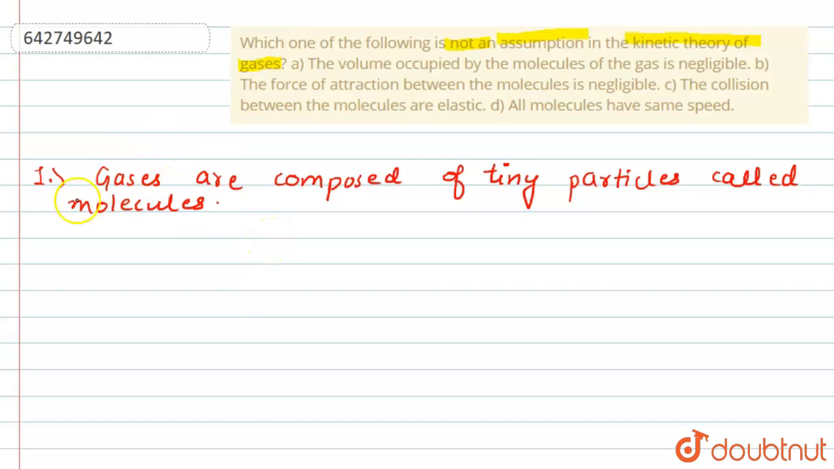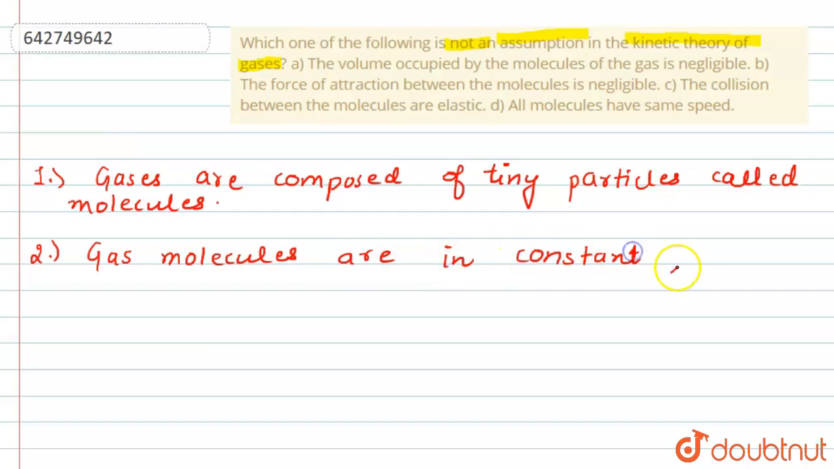The second assumption is that these particles are moving. They move in a constant, rapid, straight line motion. So we can write here that gas molecules are in constant rapid straight line motion.